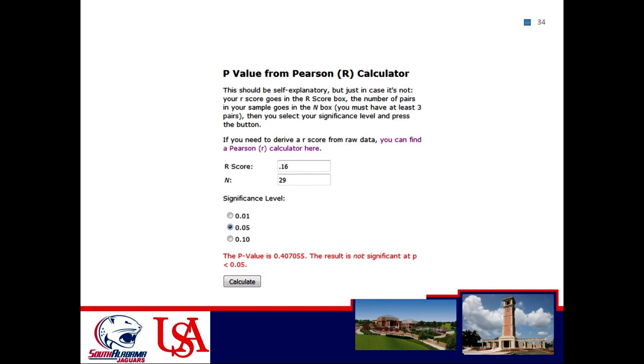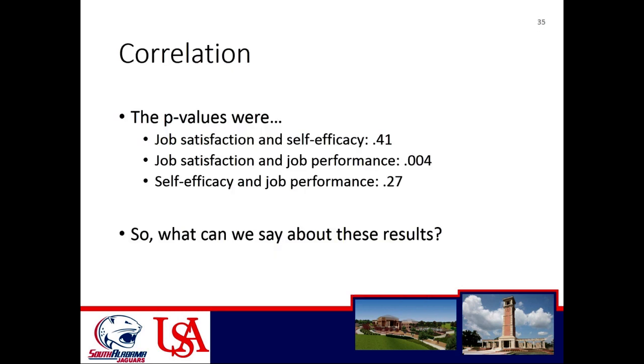So go ahead and try to do the other ones on your own that we just calculated. Pause the video, calculate it, and then we'll look at the results. Okay, so if you went ahead and did it on your own, the p-value for job satisfaction and self-efficacy was 0.41. The p-value for job satisfaction and job performance was 0.004, and the p-value for self-efficacy and job performance was 0.27. So what can we say about these results?